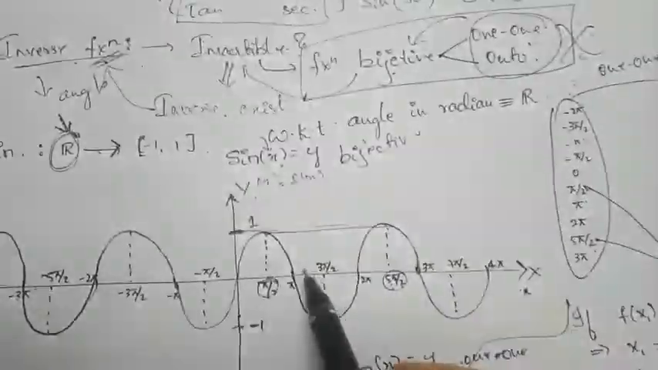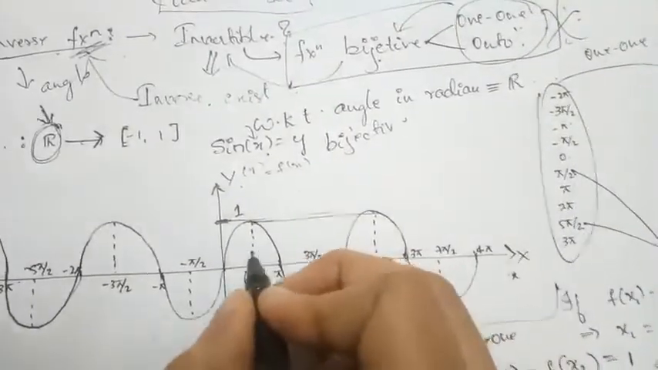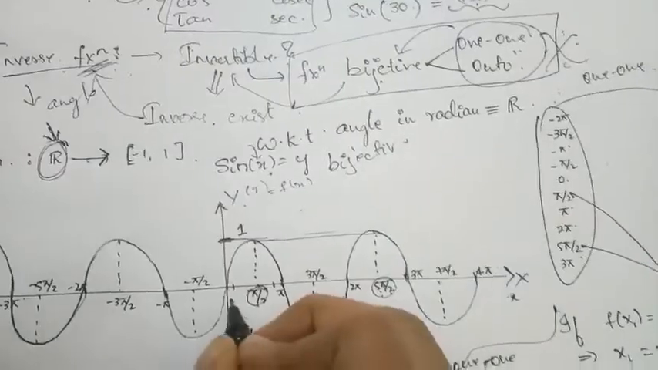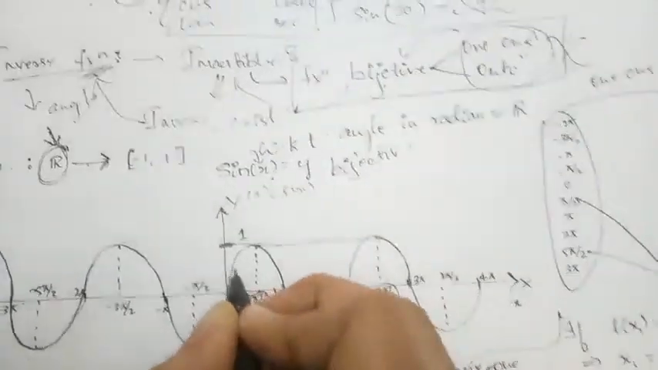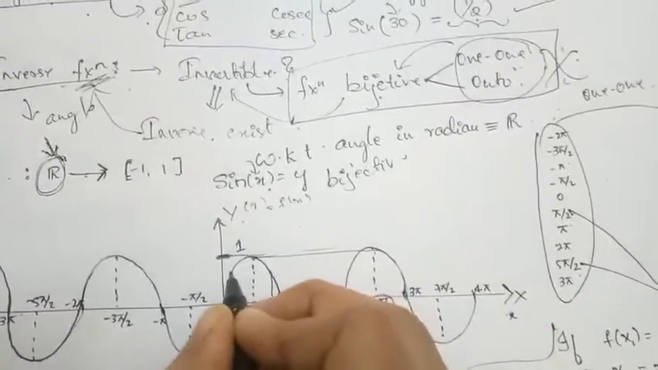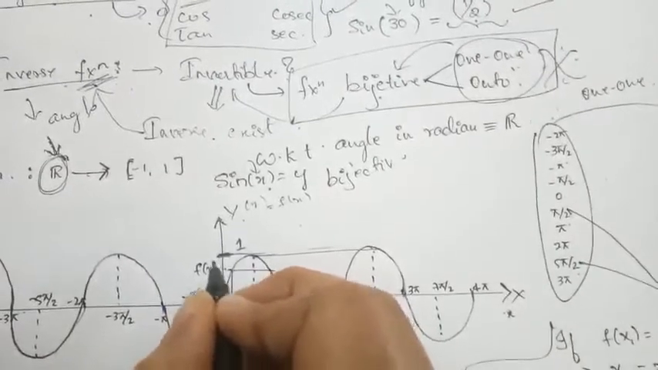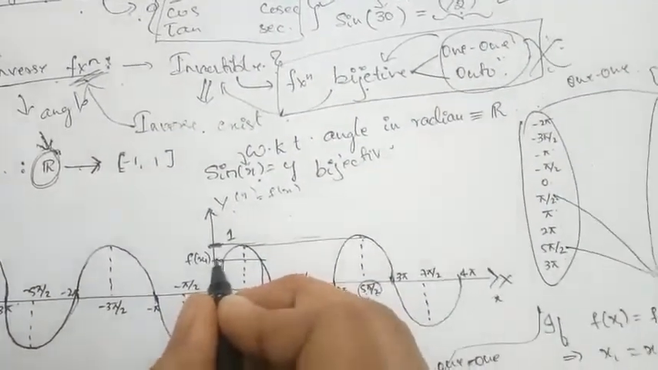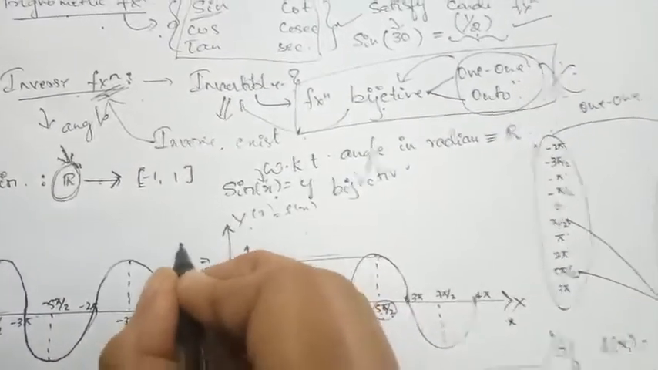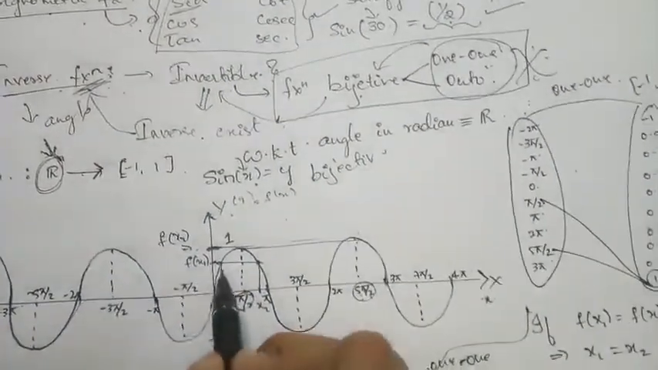Suppose you consider it from 0 to pi itself. You can see that this one and this one are two different values, x1 and x2, but both x1 and x2 have the same f of x here, because f of x1 is this point and f of x2 is also the same point. So both the values x1 and x2 are having what?